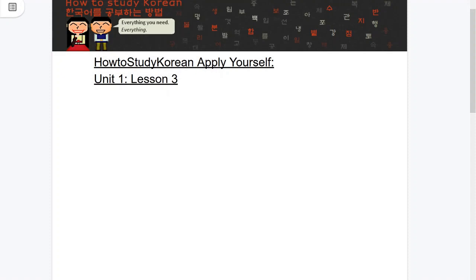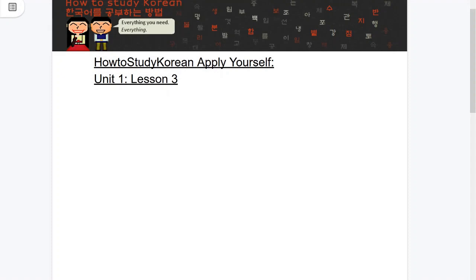Let's apply what we've learned in Unit 1, Lesson 3. I will prompt you with 3 English sentences that you'll be able to create using the grammar from Unit 1, Lesson 3, but using vocabulary you haven't seen yet. Hopefully, you will be able to apply these new words to sentences immediately.